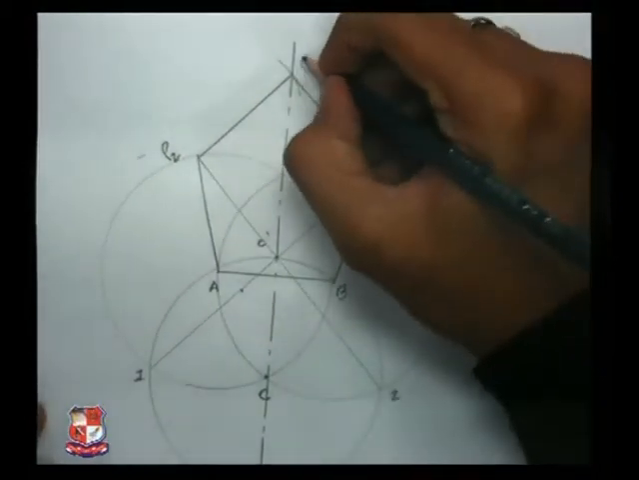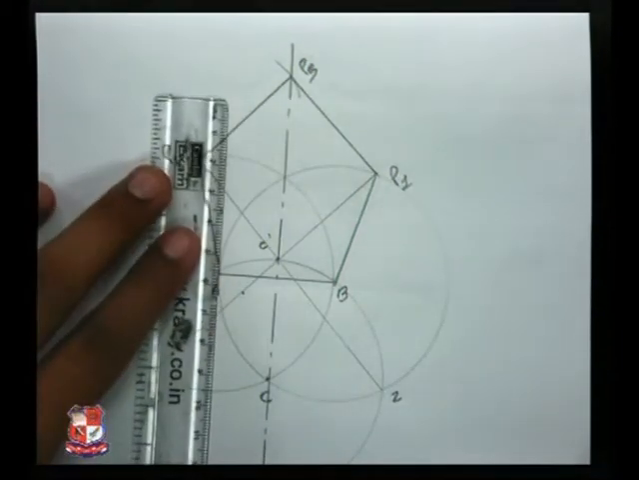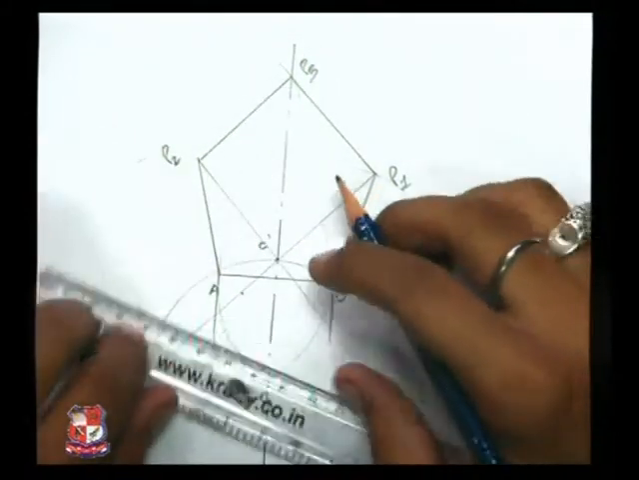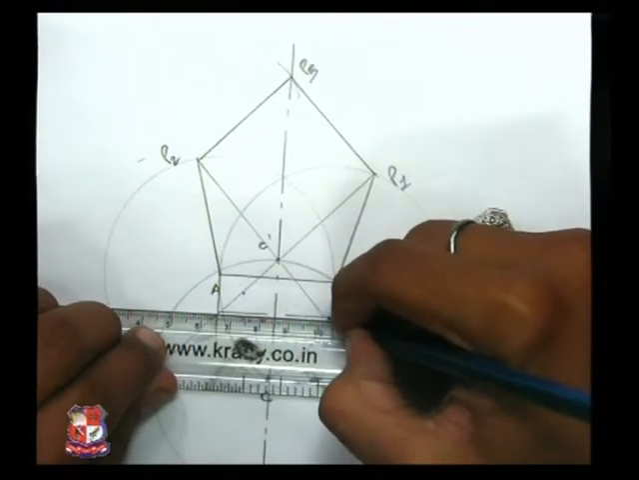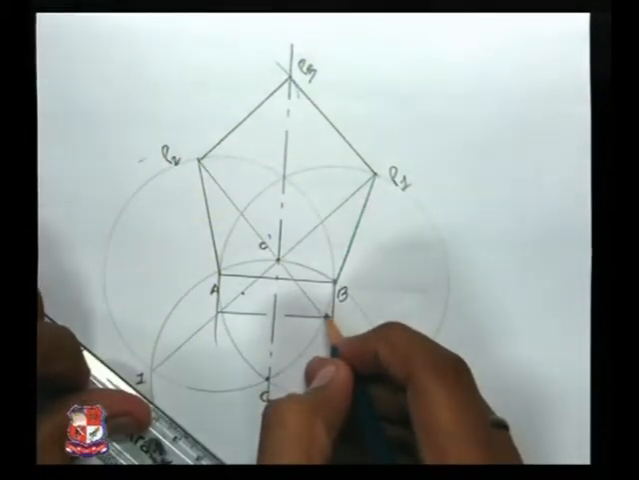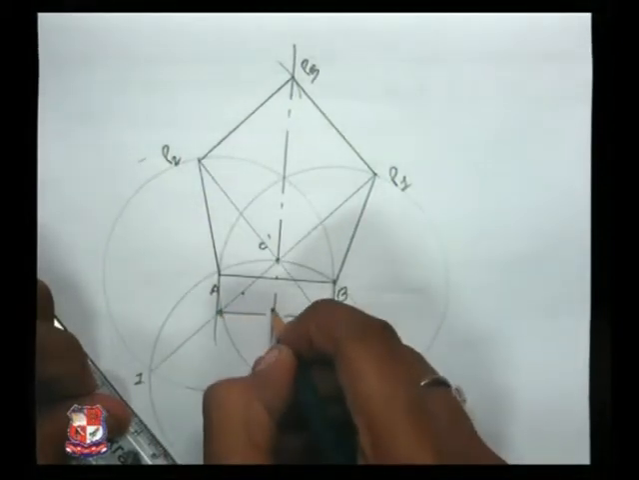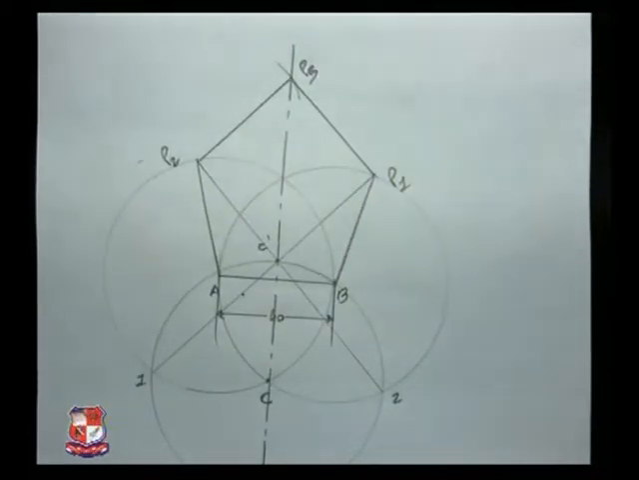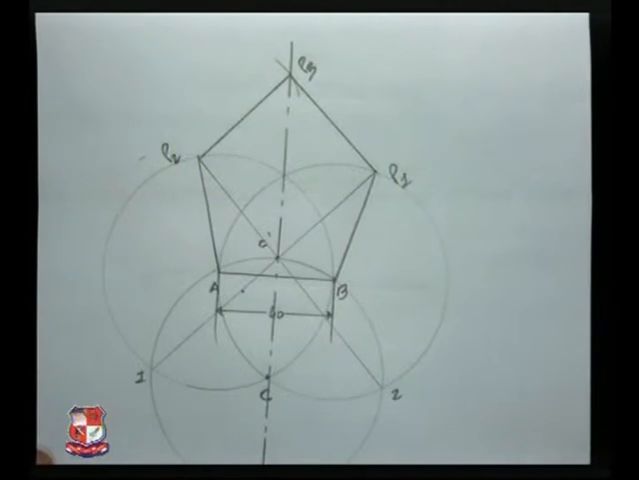Name it as P3. Don't forget to give the dimensions. Extension line, I am using unidirectional method, so break in between, filled arrow on both the sides and dimension in middle of the line. So this is how you can draw a pentagon using special method or 3 circle method.